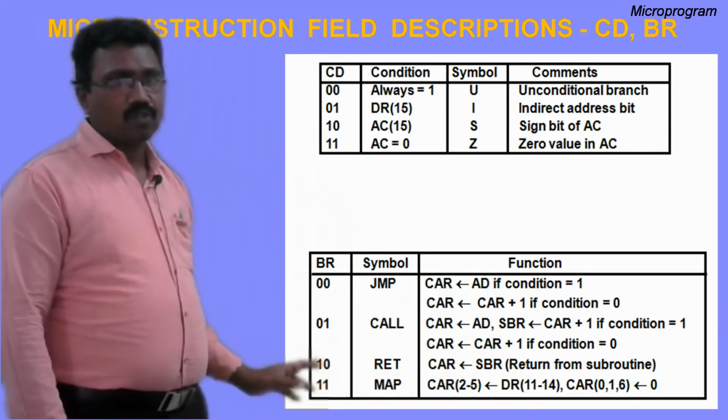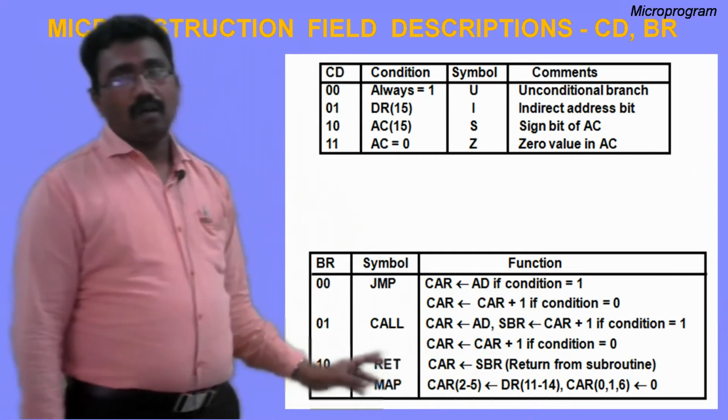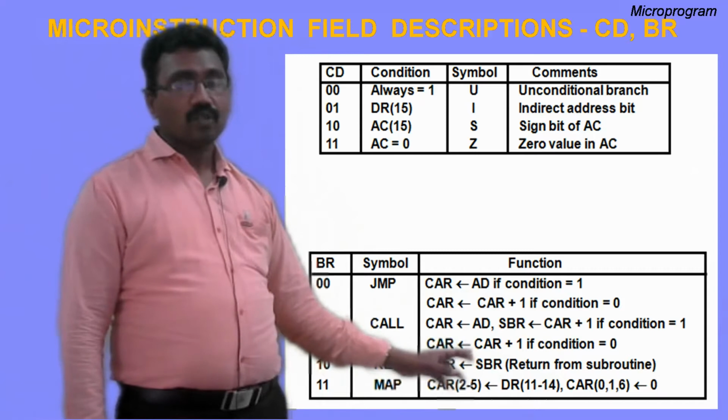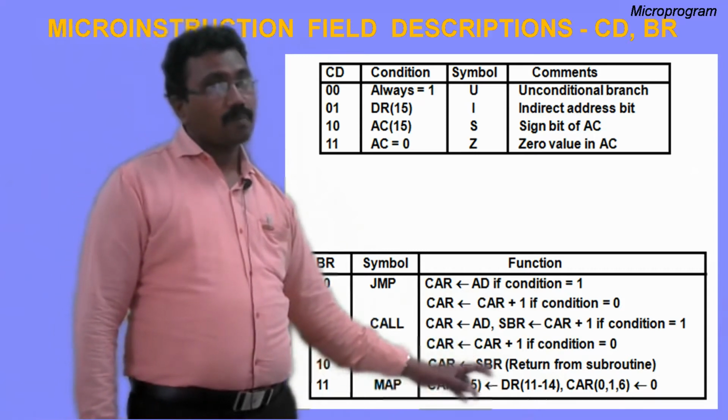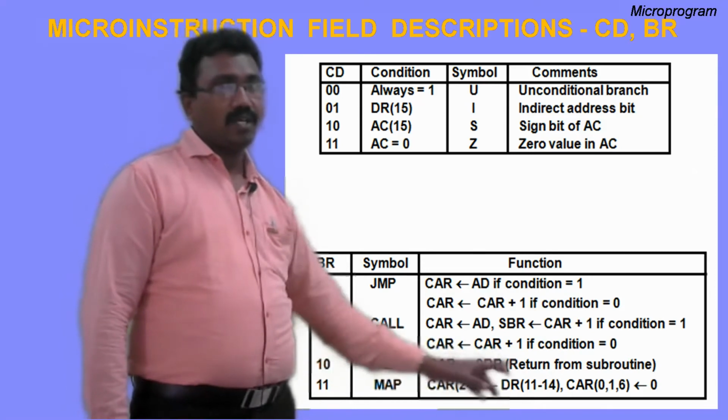Next combination 10 is nothing but return from subroutine. Whenever the subroutine returns, the return address is restored. The return address of the subroutine is available in the SBR. So SBR to CAR, return from subroutine.